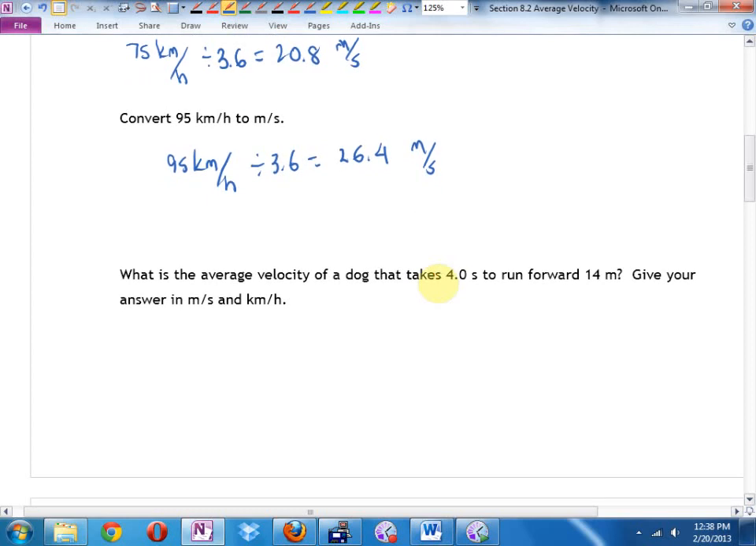So a dog takes 4 seconds to run forwards 14 meters. What's its average velocity? Give your answer in meters per second and kilometers per hour. So the first thing we want to figure out is, what are they asking us to find? I was careful, I didn't say speed. Okay, so I'm going to write down v equals question mark.